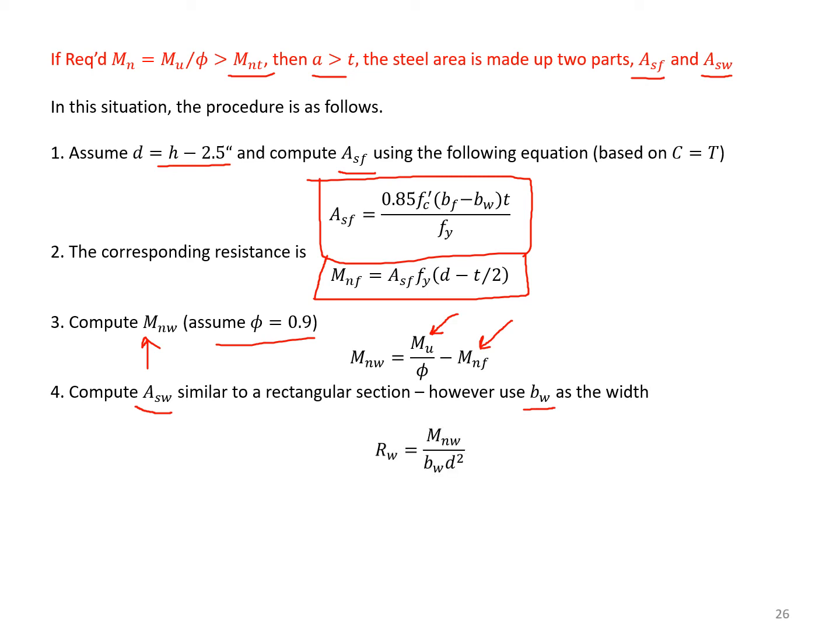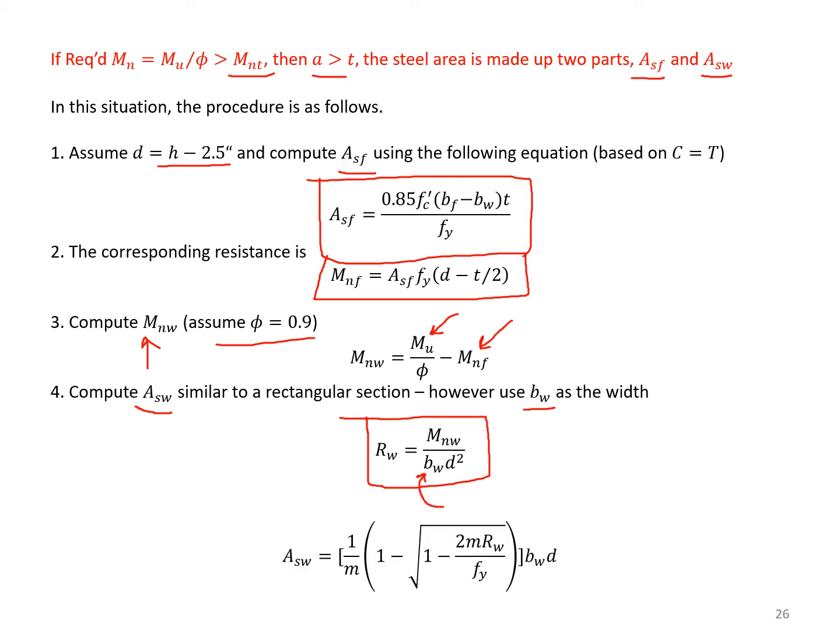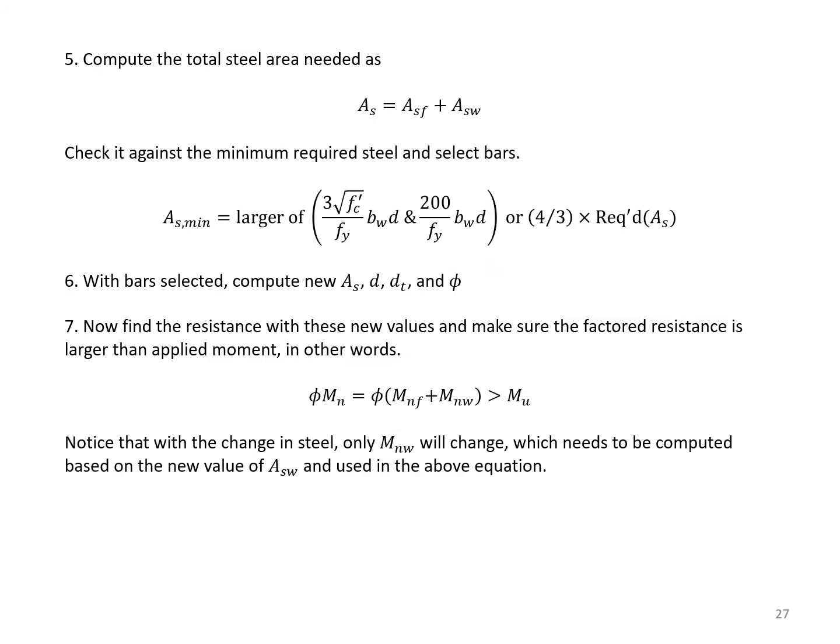For that, compute the R factor. Here I'm going to call it RW, which is MNW divided by BW, so please pay attention. And then plug it into the equation for the area of steel. However, the area of steel is now called ASW, noting that it is multiplied by BW. Do not check this value against the minimum yet. First, you need to add it to the area of steel you computed before to get the total area of steel, and now compare it with the minimum.